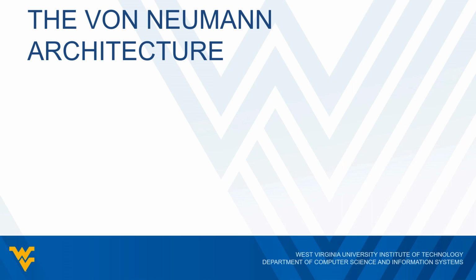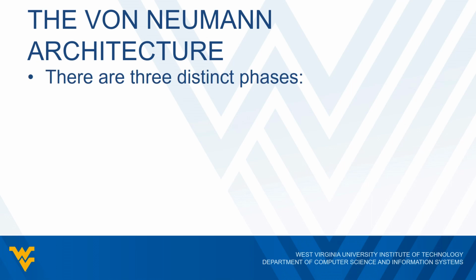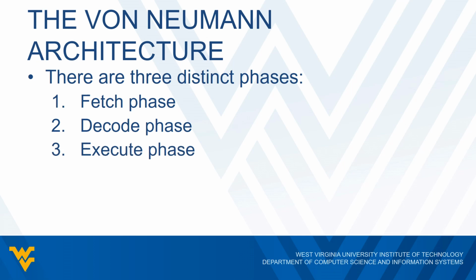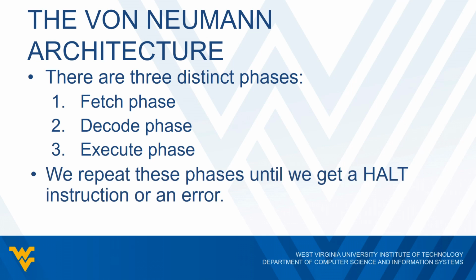The execution of a program on a computer proceeds in three distinct phases: the fetch phase, the decode phase, and the execute phase. These three steps are repeated for every single instruction, and we continue until the computer executes a halt instruction, or there is a fatal error that prevents it from continuing, such as an illegal opcode, a non-existent memory address, or trying to divide by zero.